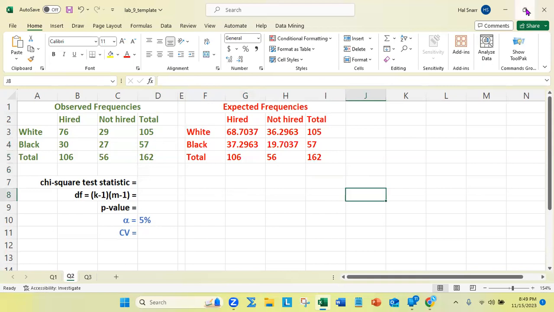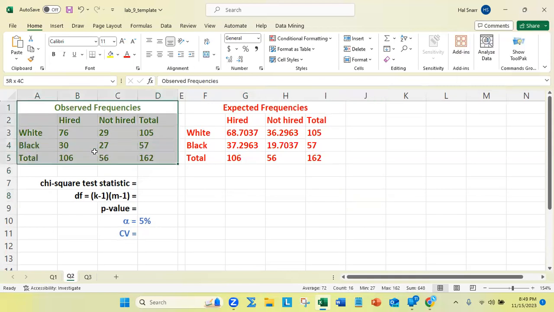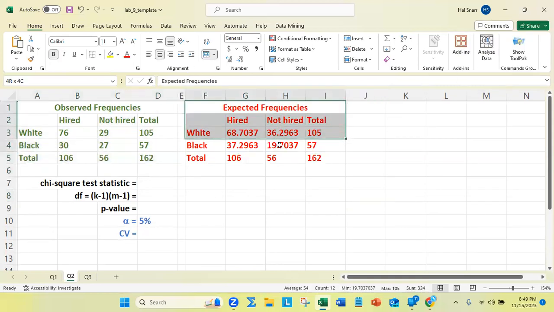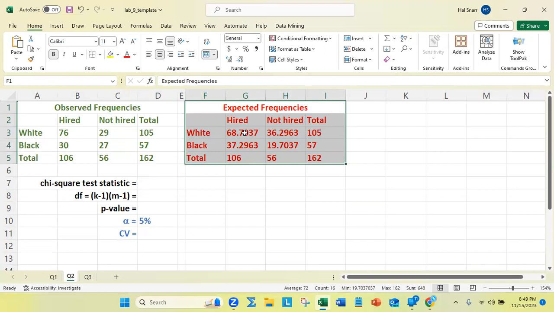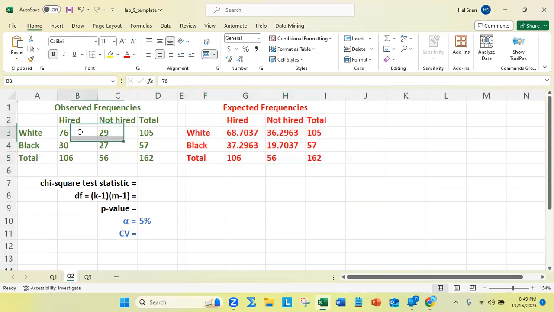Okay. So we have our observed frequency table finished, and we have our expected frequency table finished, right? And there's going to be a difference between what we observe and what we expect due to a variety of different factors. Randomness of the data, right? We have a random sample here, right?